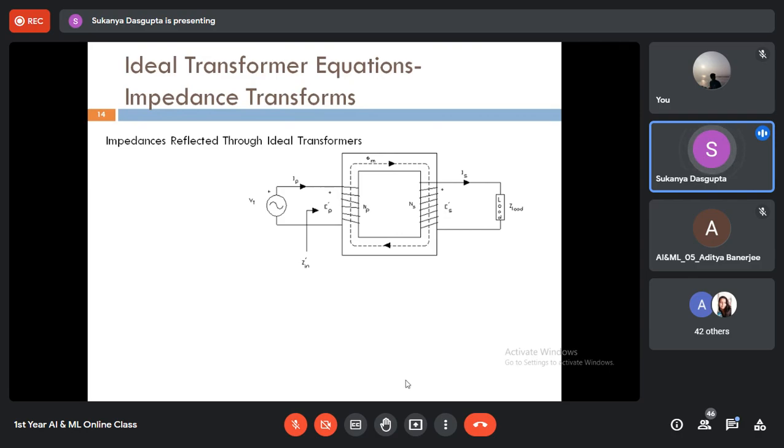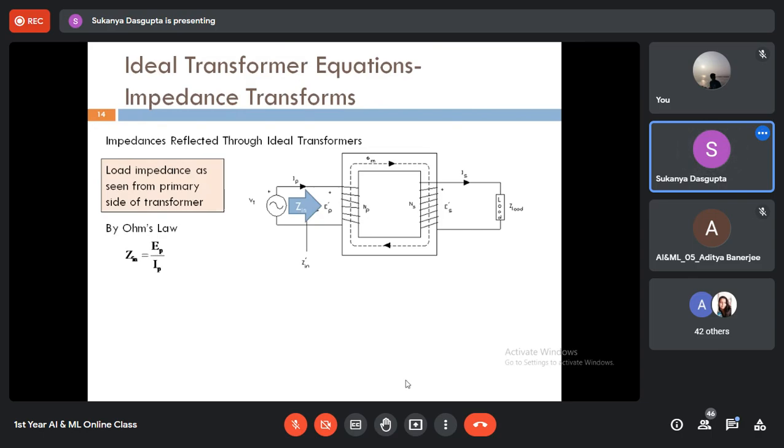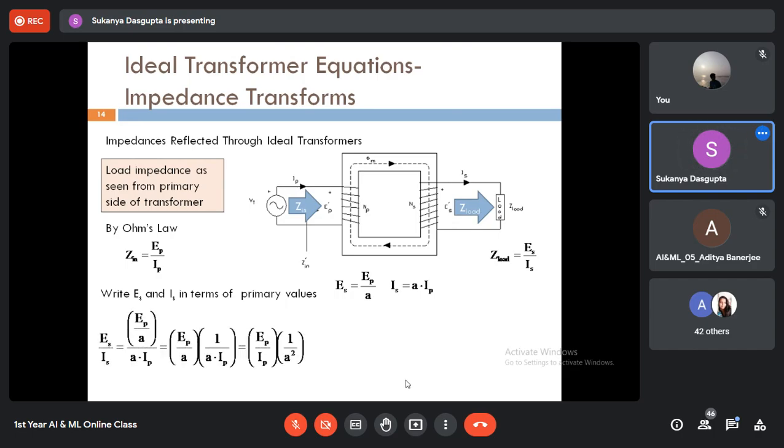Next, impedances reflected through the ideal transformers. Z in is the load impedance as seen from the primary side of the transformer, which is just equal to EP by IP after applying Ohm's law. And what is Z load? Z load is just equal to ES by IS, secondary winding voltage by secondary winding current. ES by IS can be further expressed by this, EP by IP into 1 by A square.